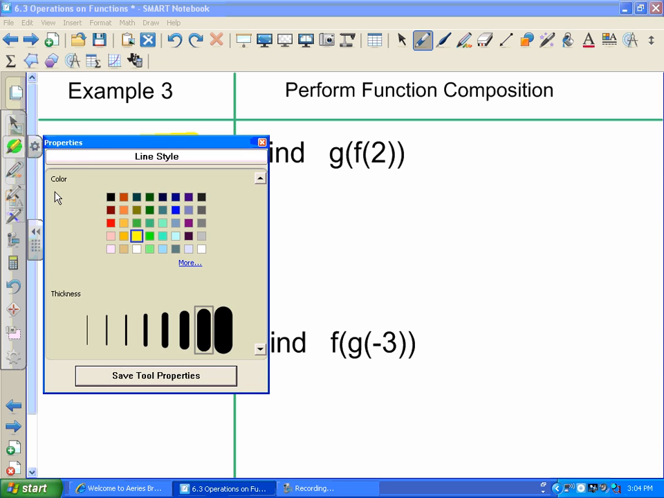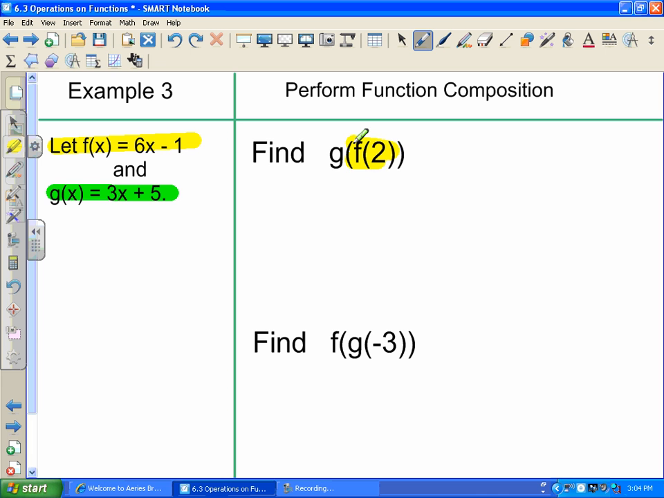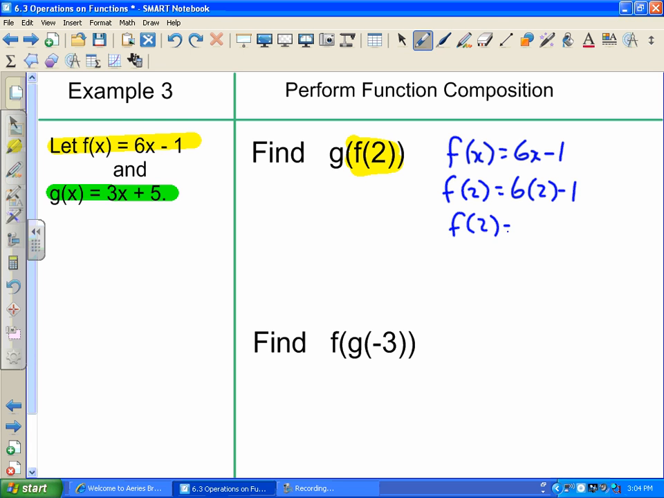Since it told us to start in this problem with the function f of 2 first, that means to take the function f of x, which equals 6x minus 1, take f of 2. We know how to find f of 2. That's 6 times 2 minus 1. F of 2 becomes 12 minus 1. F of 2 equals 11.